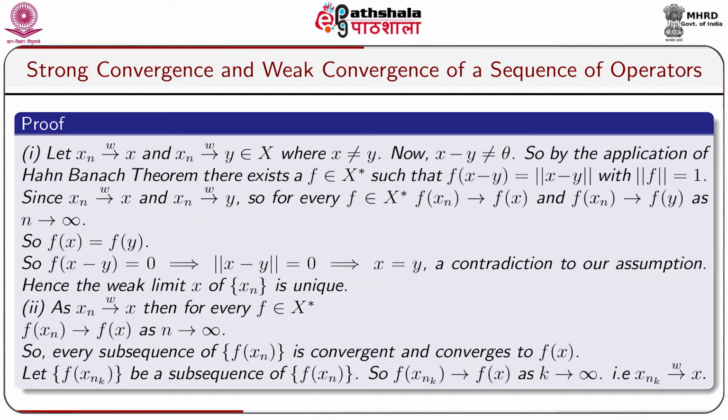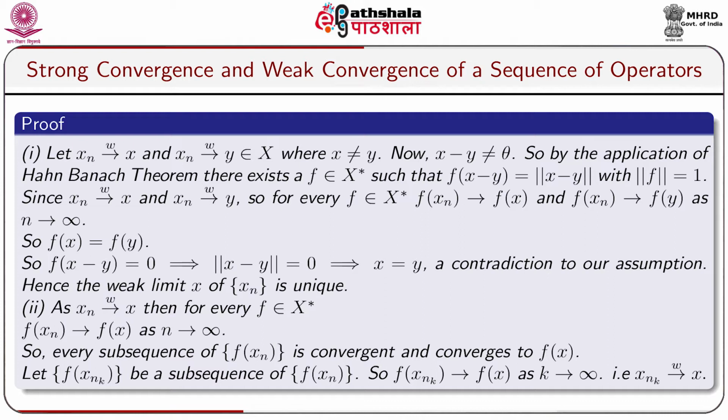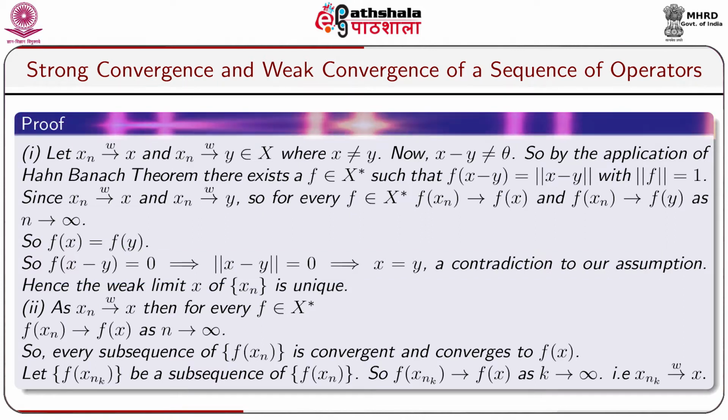Now we shall take the proofs one by one. Let x_n converge to x weakly and x_n converge to y weakly, where x is not equal to y. Now, x minus y is not equal to the zero vector. So, by application of the Hahn-Banach theorem, there exists a functional f belonging to X star such that f(x minus y) equals norm of x minus y, with norm of f equal to 1. Since x_n converges to x weakly and x_n converges to y weakly, for every f belonging to X star, f(x_n) converges to f(x) and f(x_n) converges to f(y) as n tends to infinity. As the field of scalars is Hausdorff, we see that f(x) equals f(y). So, f(x minus y) equals 0, that means norm of x minus y equals 0, which implies x equals y, a contradiction to our assumption. Hence, the weak limit x of the sequence x_n is unique.